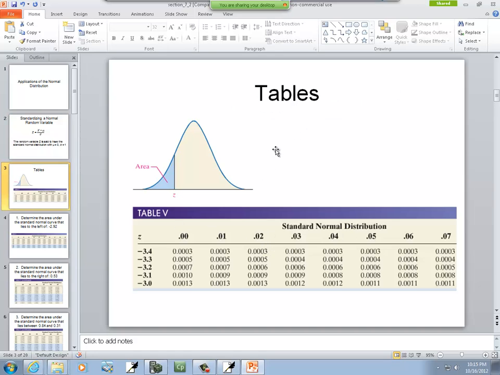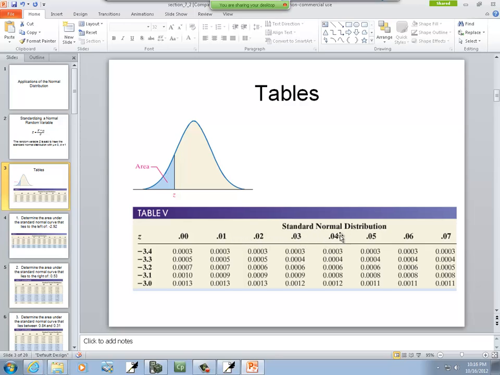Now we have tables that we're going to use to look up some of this information, and just about everything in this table is important. It gives you a picture here, and it indicates that we're dealing with the area to the left. Then your z-scores are underneath. So keep that in mind when we're working these problems: it's the area to the left. Our z-scores are on the left side, negative 3.4, negative 3.3, negative 3.2, and so forth. Then across the top we have 0.00, 0.01, 0.02, 0.03, and so forth.